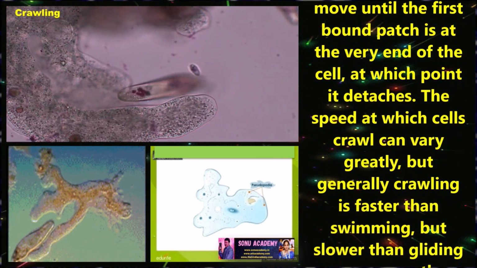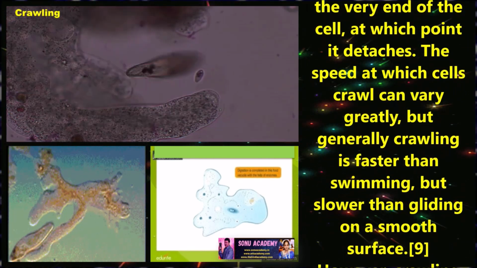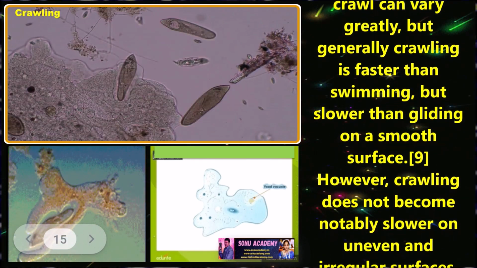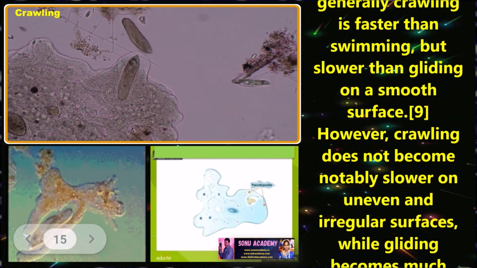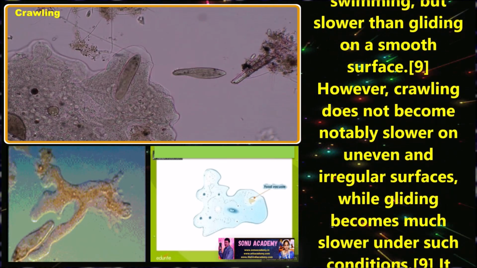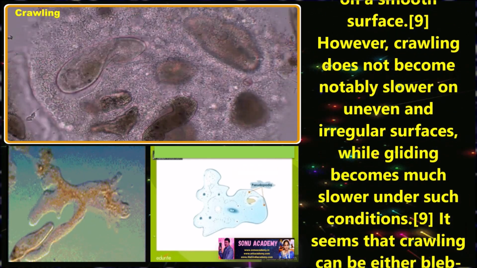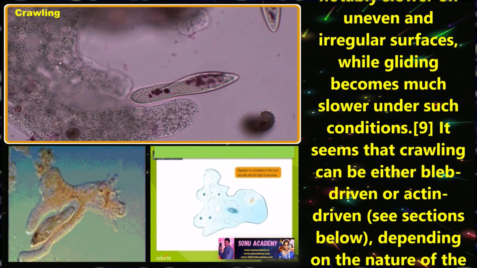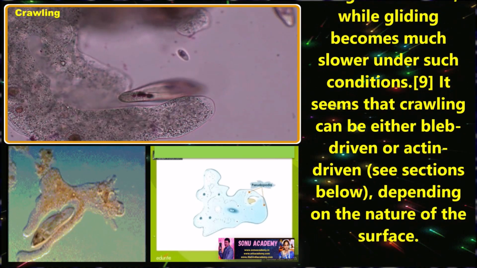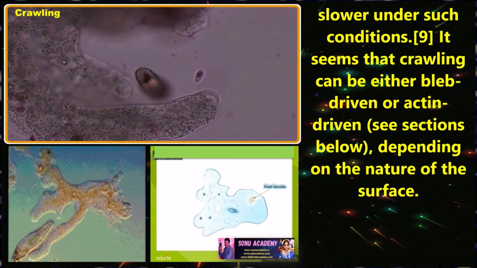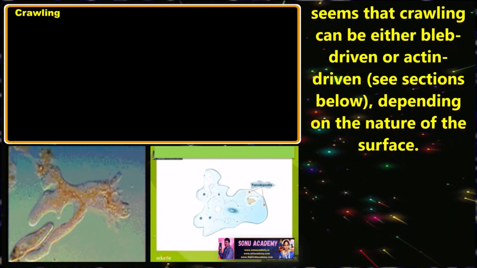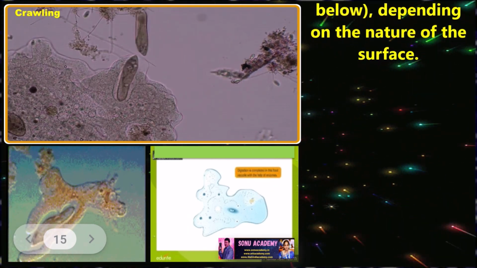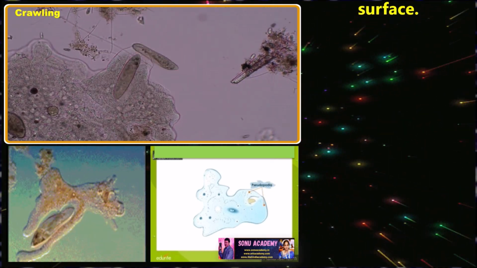The speed at which cells crawl can vary greatly, but generally crawling is faster than swimming, but slower than gliding on a smooth surface. However, crawling does not become notably slower on uneven and irregular surfaces, while gliding becomes much slower under such conditions. It seems that crawling can be either myosin driven or actin driven, depending on the nature of the surface.